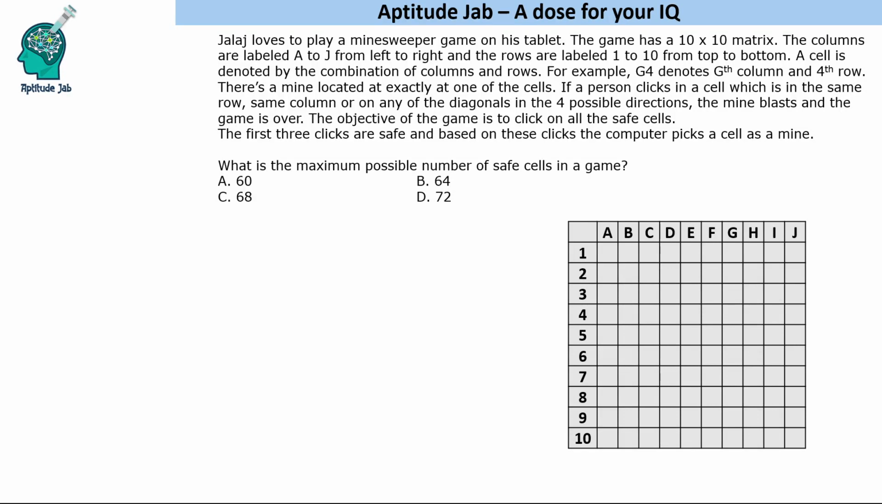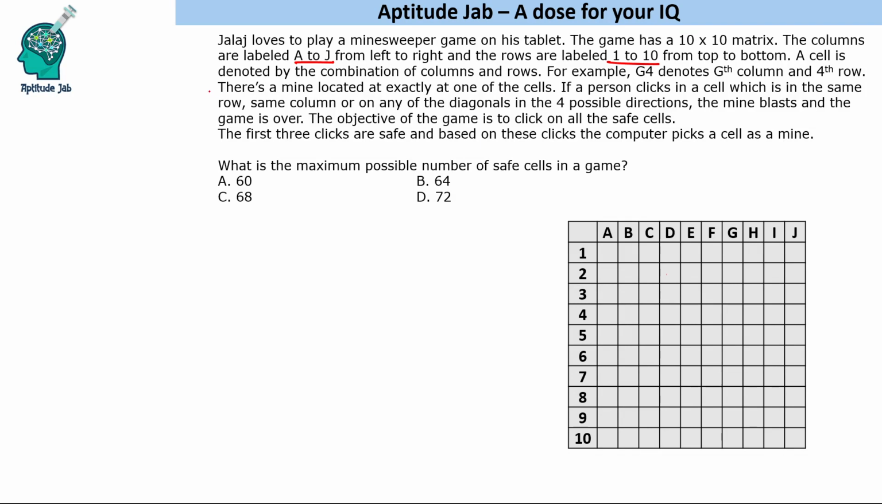This is an interesting question. It's sort of a grid given to us, and it says that a person loves to play a Minesweeper game, and it has a 10 by 10 matrix, 10 rows and 10 columns. The columns are labeled A to J, and rows are labeled 1 to 10, as you can see here. A cell is represented by, let us say, D2, so column D and row 2. J7 will mean column J and seventh row. So this is how the cells are denoted, quite simple to understand.